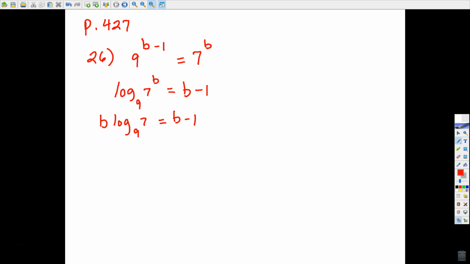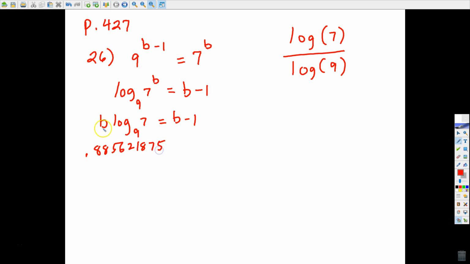All right, so once again, just like you're going to do on a lot of problems in this assignment, you need the change of base formula. So I'll just show you what that looks like over here. We're going to do change of base for this left log expression. So in your calculator, you will do log 7 divided by log 9. And let me do that so you can know what your number should look like. And that is 0.8856, and I'll just go ahead and write that down. 0.8856, and we're multiplying by b, and that equals b minus 1.